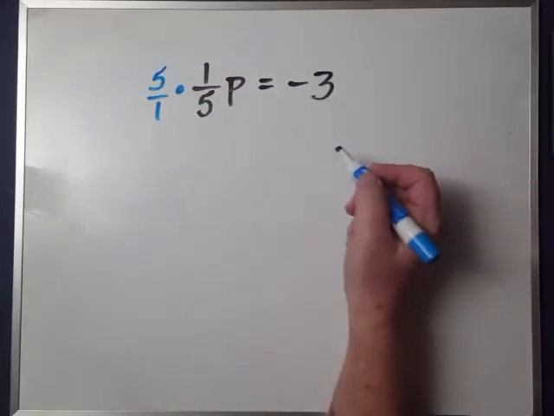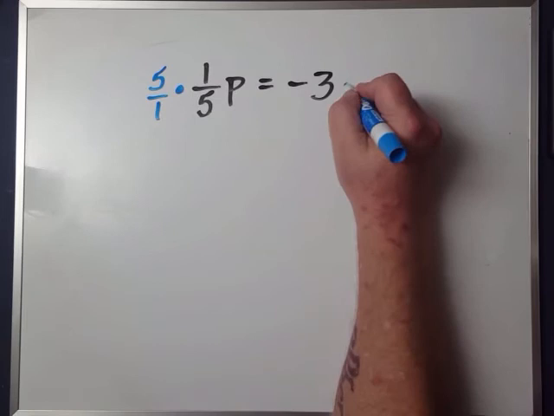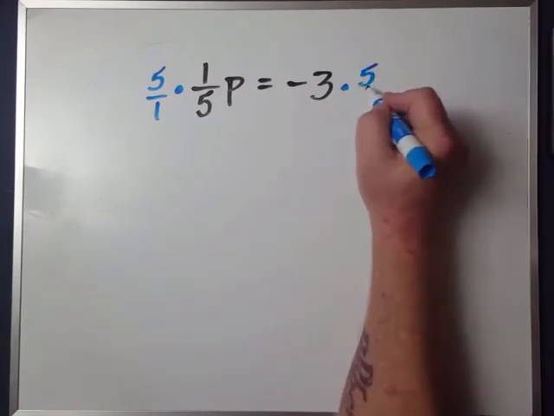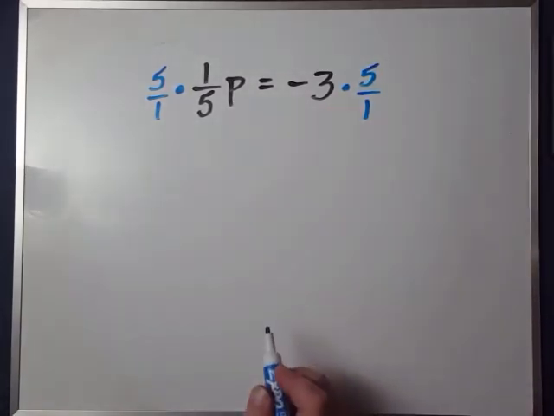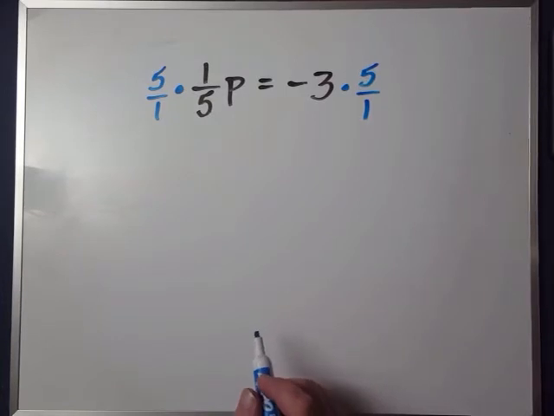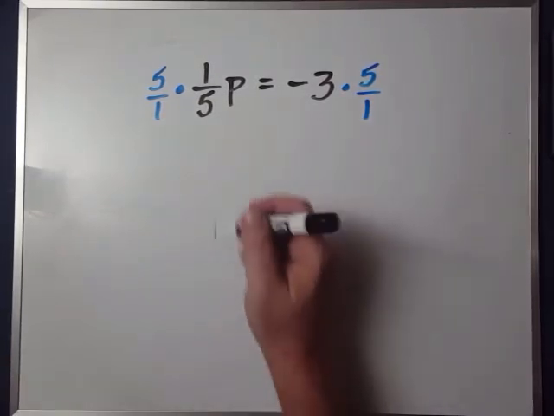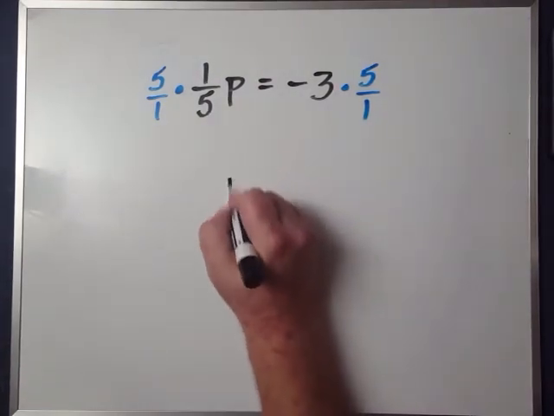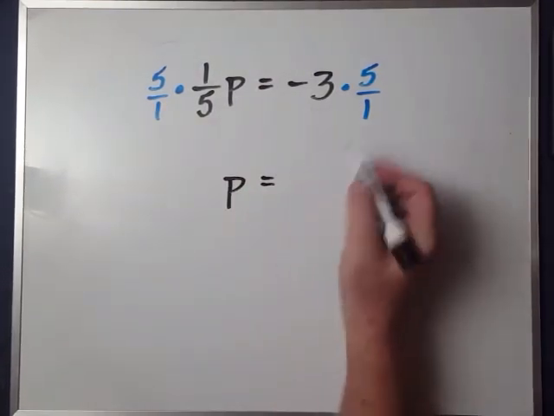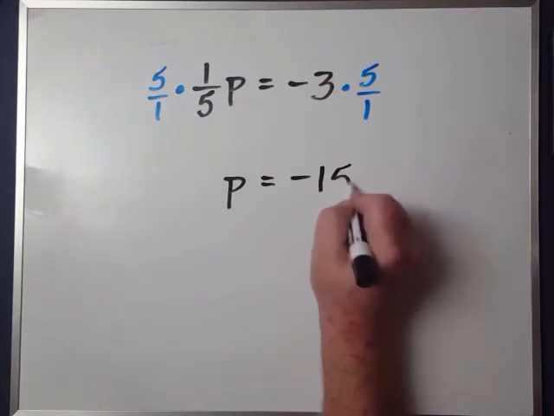5 over 1. You can show the over 1 or not. Isn't this the same thing that we got simply by dividing and then using flip and multiply? So this is a little slicker. On the left-hand side, the 5's cancel once again. On the right-hand side, negative 3 times 5, negative 15.